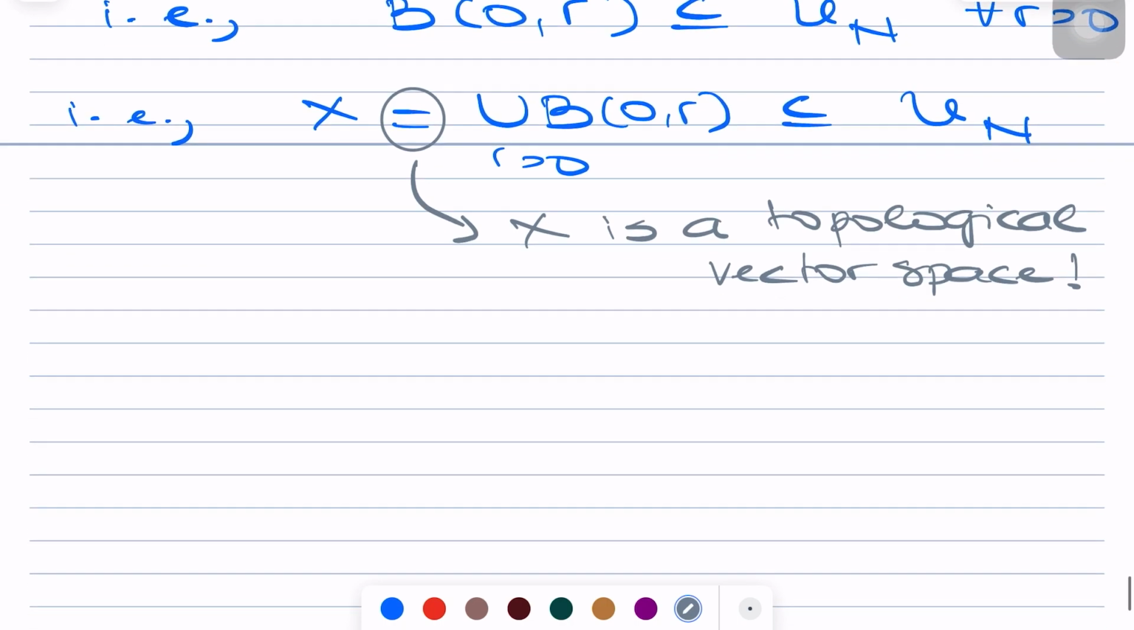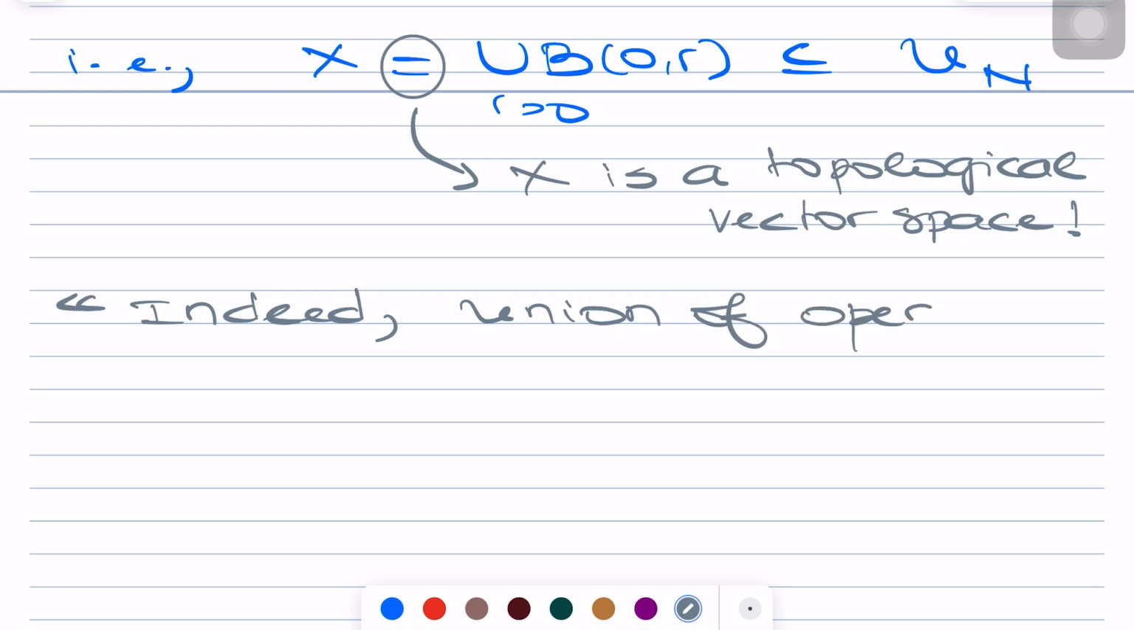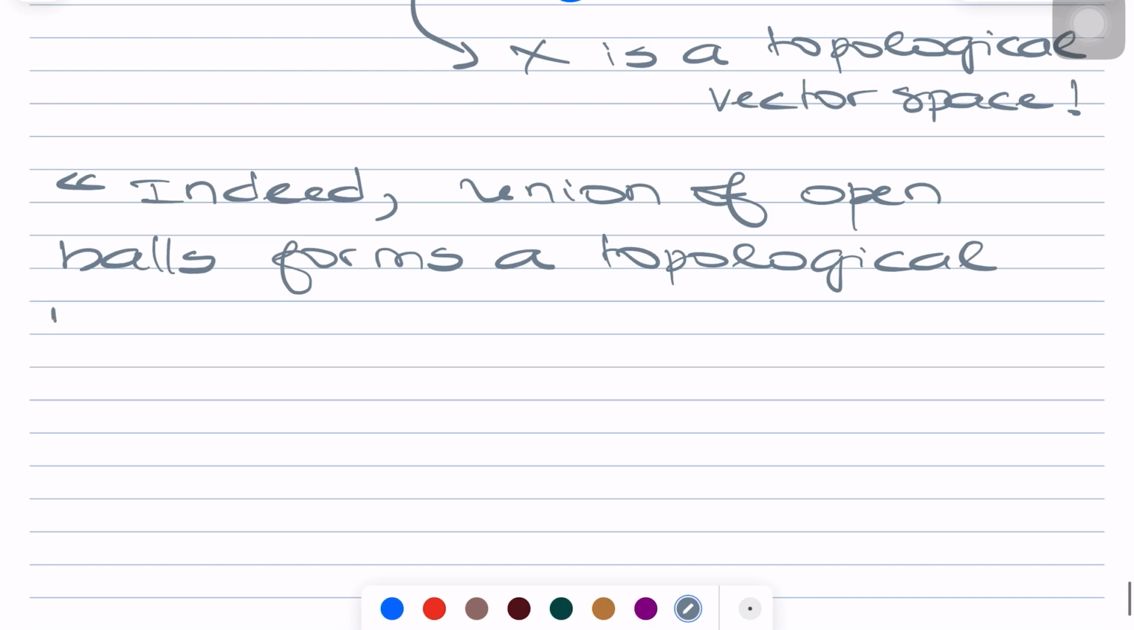So X is actually a topological vector space, right? Maybe just for your understanding, for those familiar with topology, this is just for you. Indeed, the union of open balls, right, forms the topological basis of X.